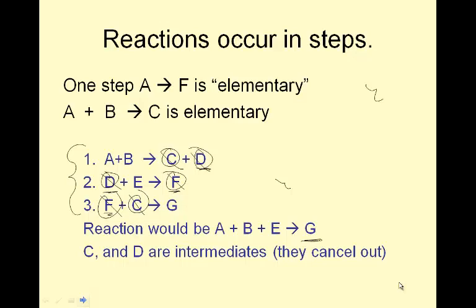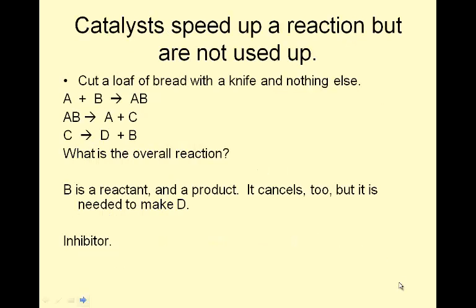Okay? So catalysts speed up a reaction but are not used up. So if I cut a loaf of bread with a knife and nothing else, imagine you're out in space and you got yourself a knife, because everybody does, and you want to cut a loaf of bread, and you try and cut it in the air, and you're moving your arms. It's real hard to do, especially with an arm that long. And if you had a table, you could speed it up, and it would go a lot faster. So it's not used up. The table isn't used up as you go chop, chop, chop.